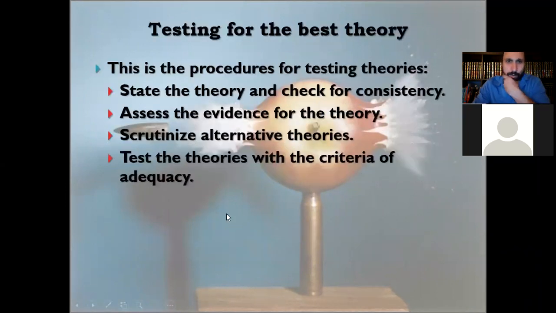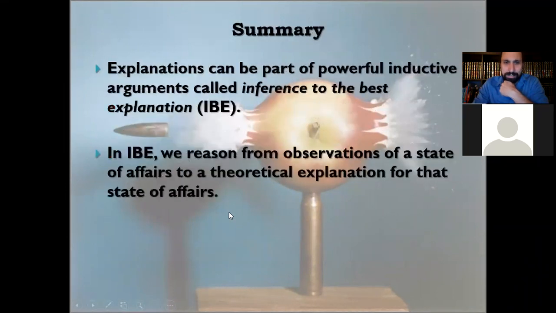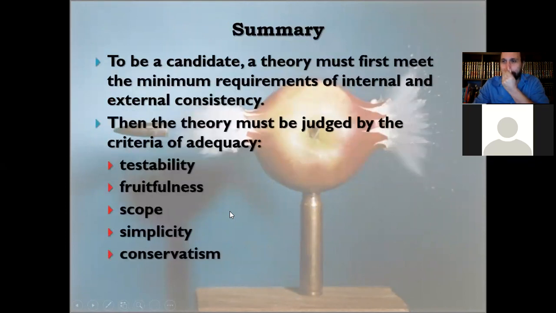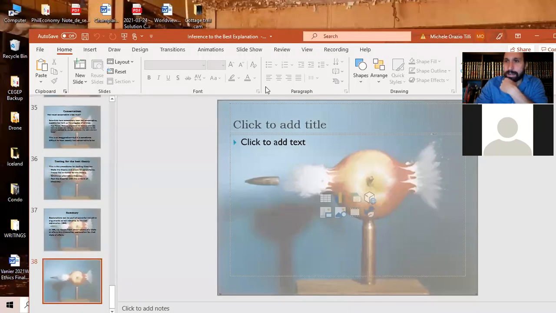But that's basically it. So what I want you to retain is inference is the best explanation. What is an ad hoc hypothesis? And what are these criteria of adequacy, with some definitions and examples of all of those things.